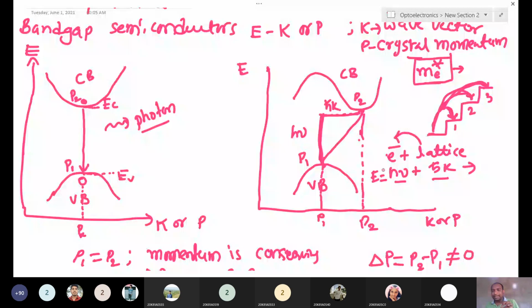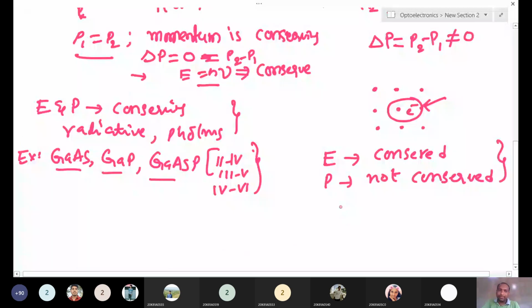So in this process, energy is conserved before and after collision, but momentum is not conserved, because before and after the transition, the electron has a different momentum. This is the difference between direct and indirect bandgap semiconductors.